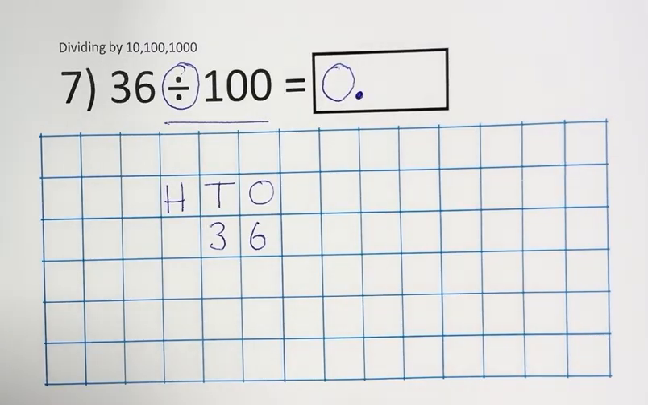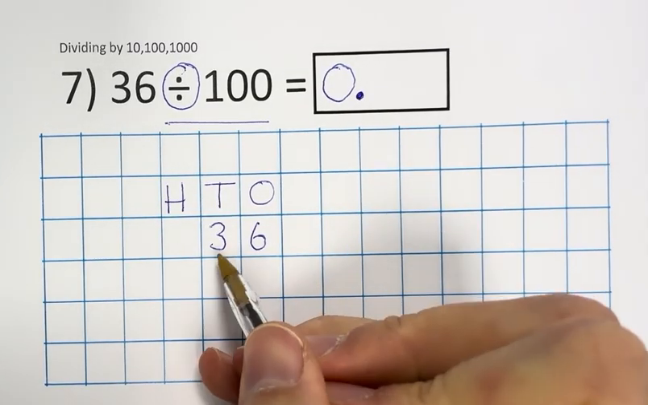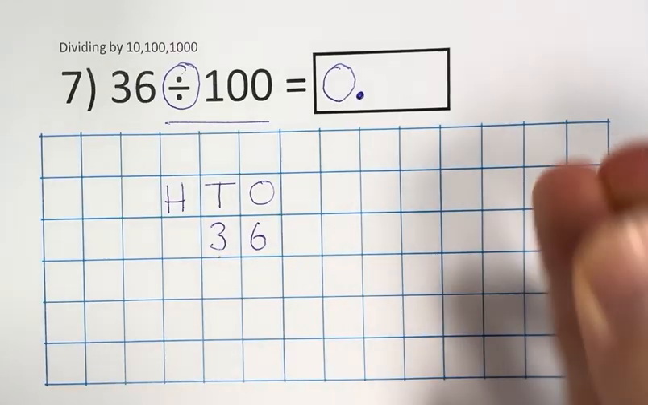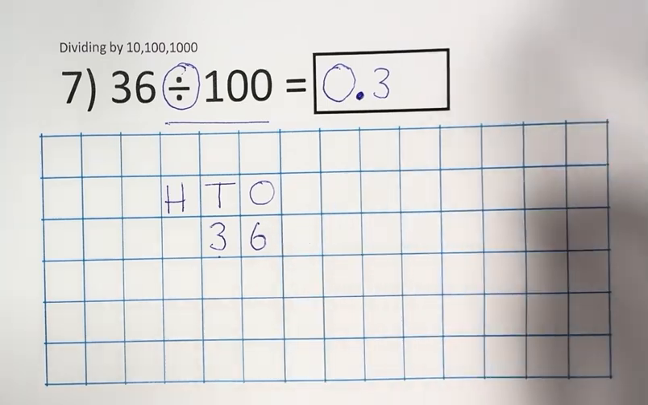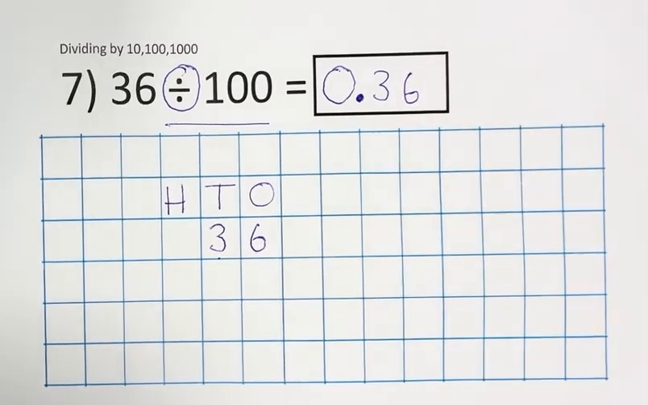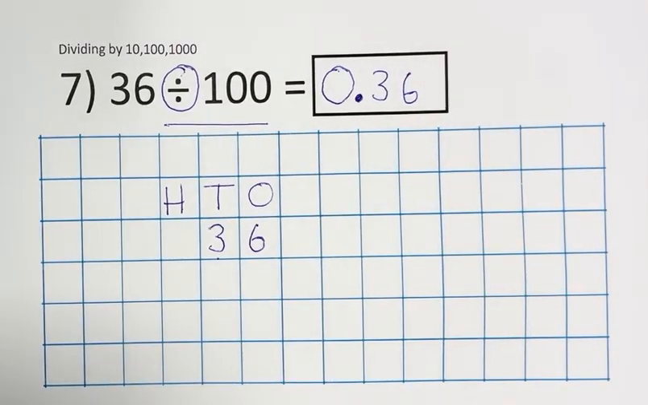Now, we've done the hundreds, we're going to move on to tens. How many tens are there? 3. Fantastic. How many ones are there? 6. Fantastic. Giving us the answer of 0.36.